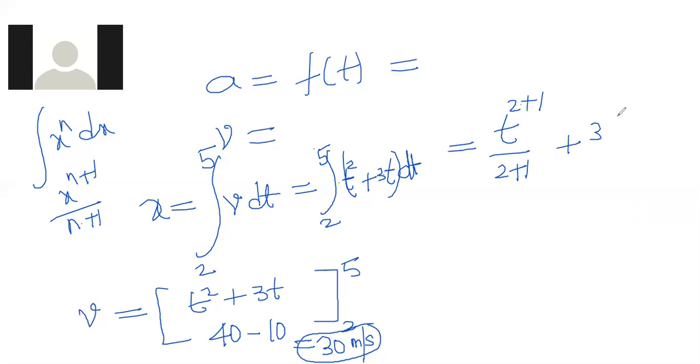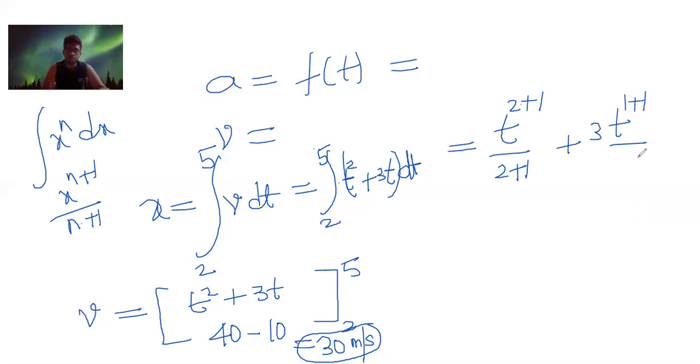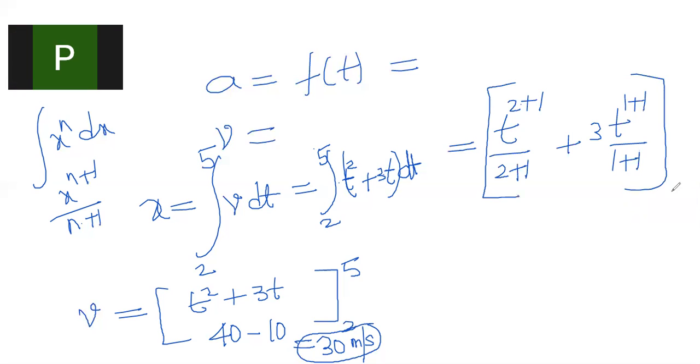Plus 3t square by 2, plus 1 by 1 plus 1, within the squared brackets, that too, from 2 to 5. Now what I have to do? You have to substitute the limits.